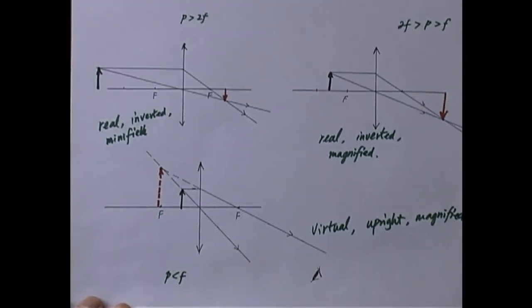Now, what do we call that setup? Yeah, we call it a magnifier, right? That's how a magnifier works. So a magnifier really is just a convex lens, and you have to put it close enough to the object so that it is within one focal length, so it acts as a magnifier.